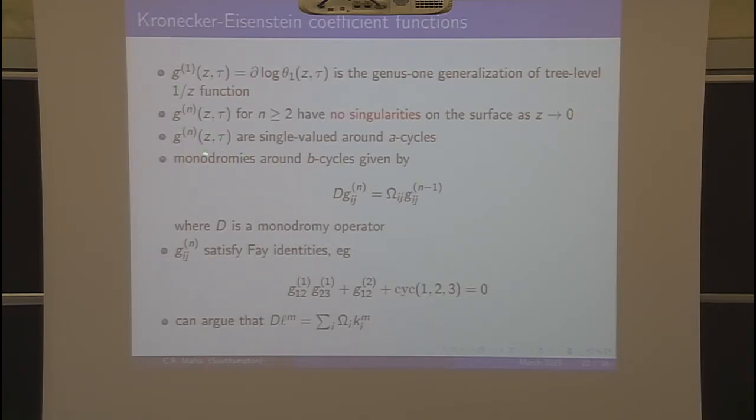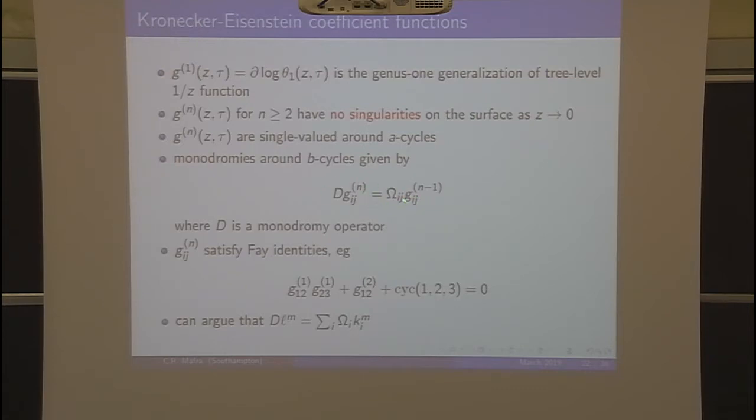And additionally, if you use the monodromy variations of the theta functions, you will conclude that these Gn functions are single valued around the A cycles, but they have monodromies around the B cycles, where the B cycle is that one. And then by looking at the expressions, we defined some operator that picks out these monodromy variations of these functions.